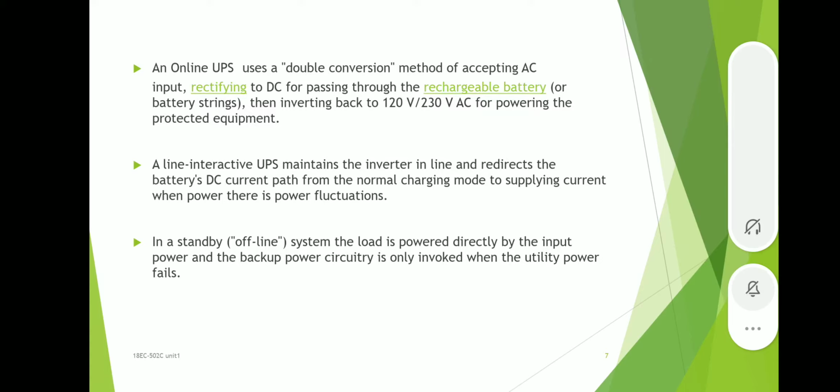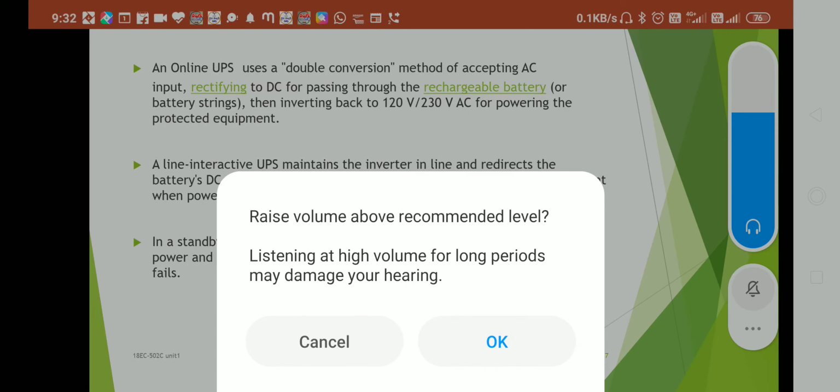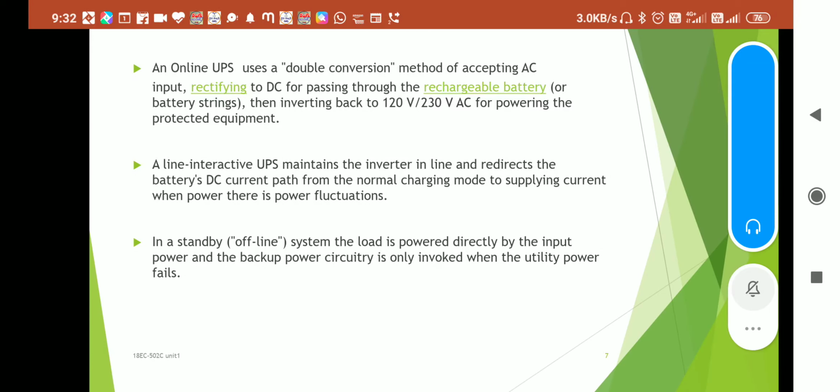Right. And the line interactive UPS. What does line interactive UPS mean? Line interactive UPS maintains the inverter in line and redirects the battery's DC current path whenever there are power fluctuations. That means it is initially powered from the mains, and whenever there are fluctuations in the mains power, it switches from the mains line to the battery DC current. That is line interactive UPS.